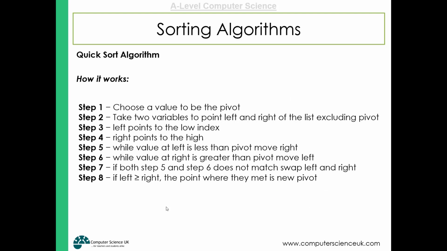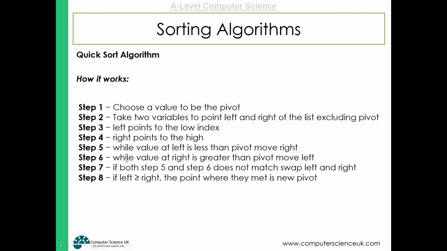So again, to explain how it works, the algorithm will choose a value to be the pivot, and in the best case it should be very central to that array. It then takes two variables to point left and to point right, excluding the pivot, so there should be a left pointer on the left hand side, and a right pointer on the right hand side of the array. That's what steps 3 and 4 are doing.